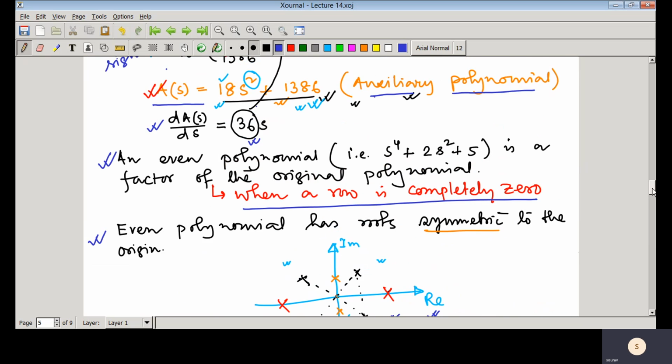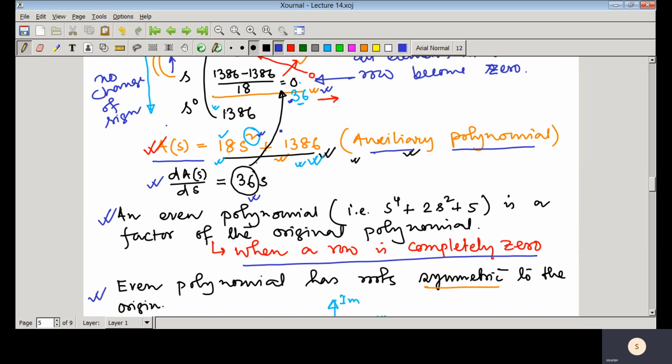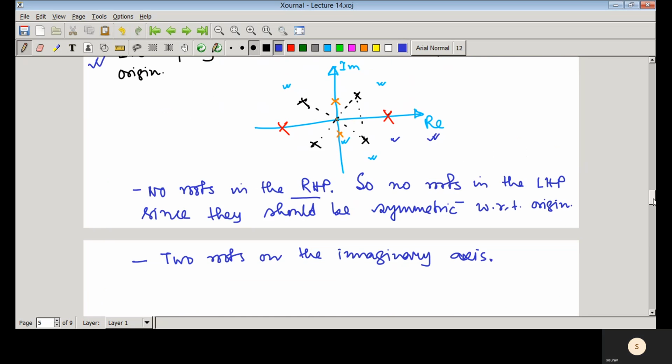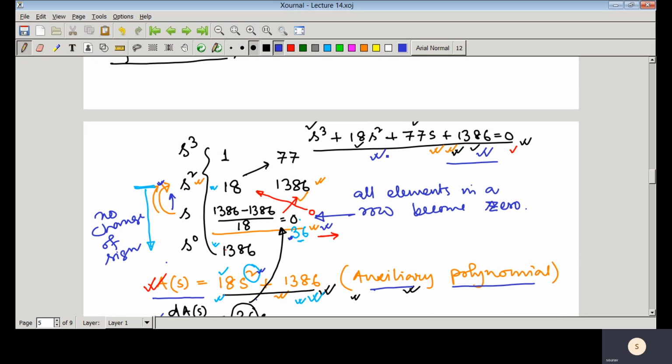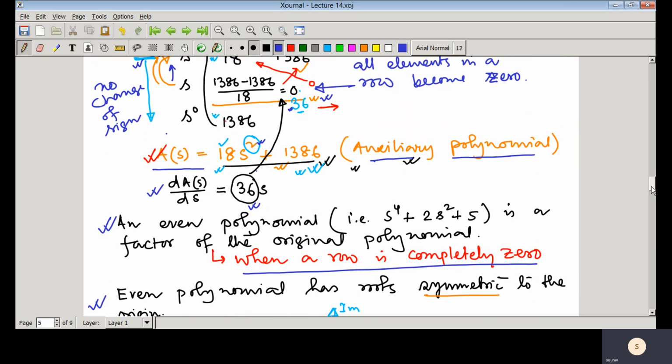But as the polynomial is a square polynomial, it has two roots. So the rest of the roots means only two roots would be on the imaginary axis. And now if you look at that polynomial, this is a third order polynomial, so it has three roots. We find that two roots are on the imaginary axis, and in this particular part, the first column is positive, the second column also positive, so there is no change of sign. That means one root is in the left half of S-plane and two roots on the imaginary axis.